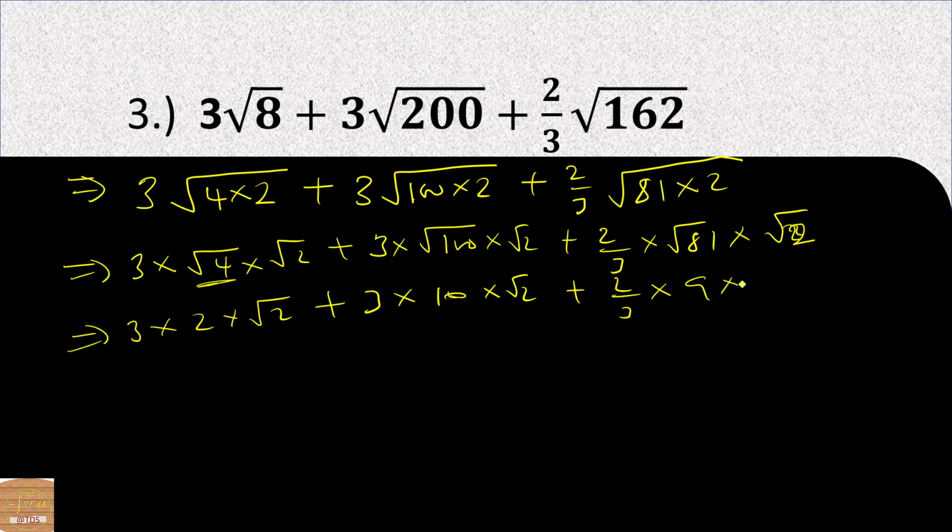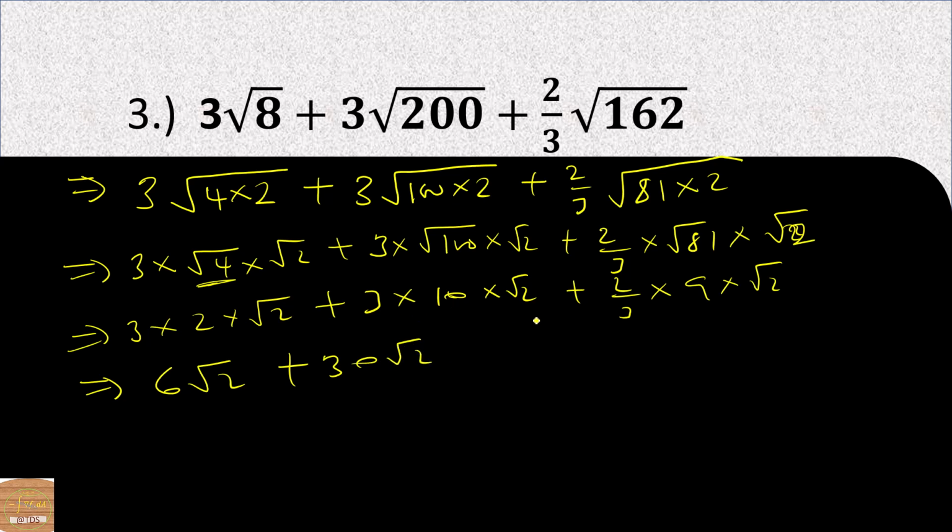Okay, the square root of 81 is 9, so 3 times 2 is 6, so 6 times 2, that is 6 root 2, plus, so 3 times 10 is 30, so we have 30 root 2.